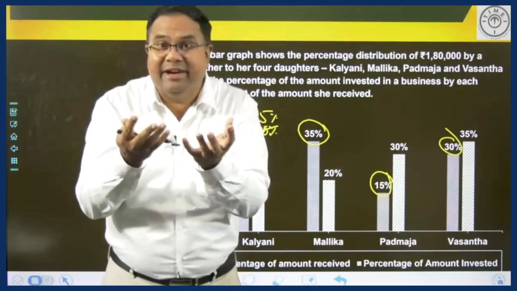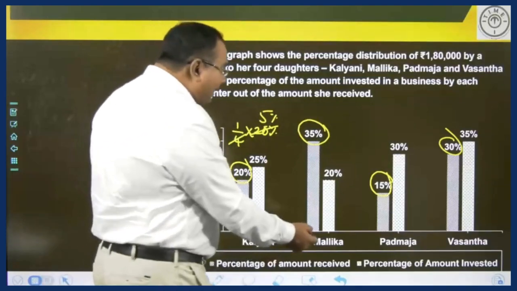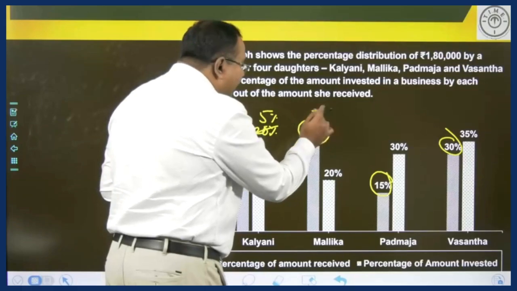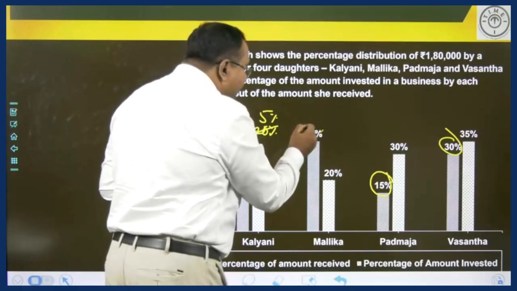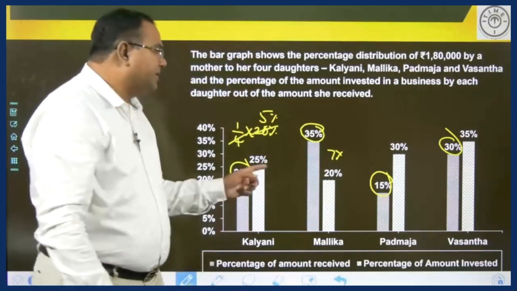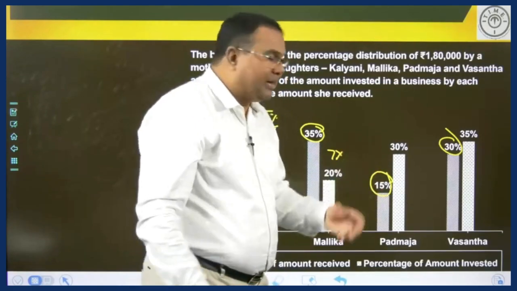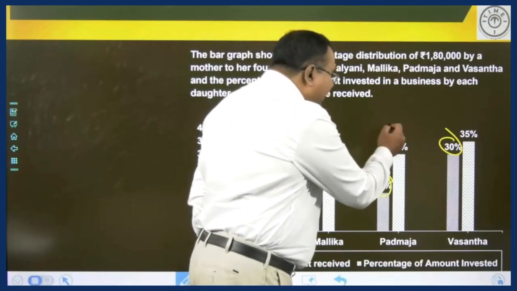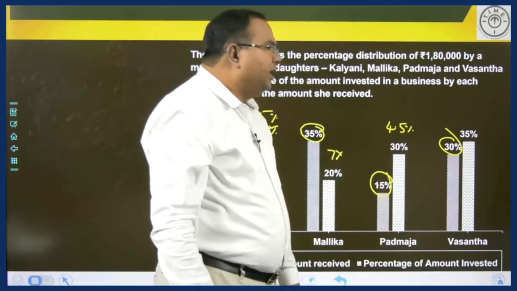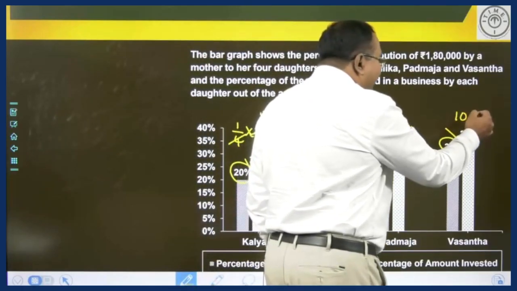Whatever she has received, out of the 20%, she has invested in the business. If you look at Mallika, out of 35%, 20% means she has invested 7%. It's not 20, it's 20% of 35%, so 7%. Look at this. Padmaja has invested 30% out of 15%. 10% is 1.5, 30% means it is 4.5% she has invested. What about Vasanta? 35%. So 9 plus 1.5, it is 10.5%.